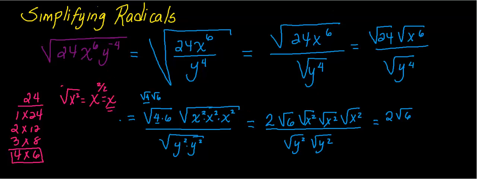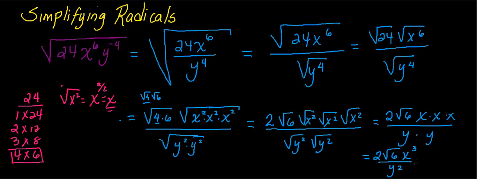So that means that this is x, this is x, and this is x. Remember, this is all multiplied. And in the denominator, I have y and y. Finally, this comes out to be x cubed, x to the 3rd power. So this is 2 square root of 6, x to the 3rd power over y to the 2nd power.